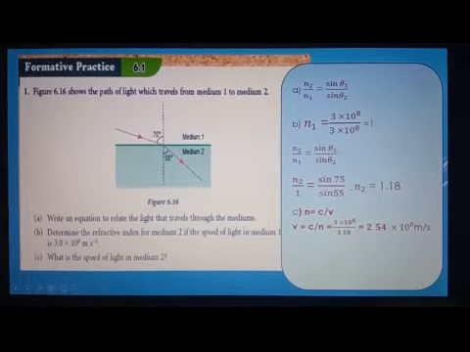Okay, so for n2, n2/n1 equals sine theta 1 divided by sine theta 2. So we substitute the value of n1. So n1 equals 1. Thus we have n2 equals 1.18. So you can use a calculator to calculate this.